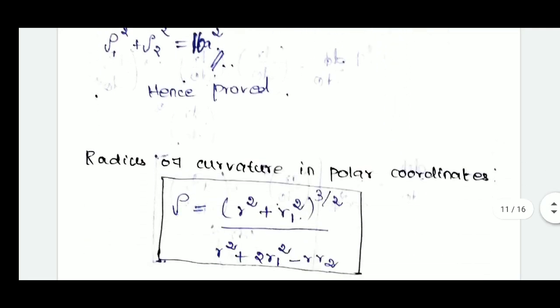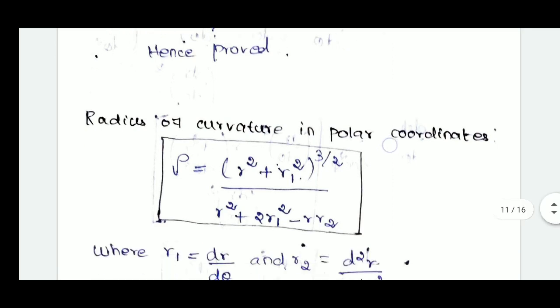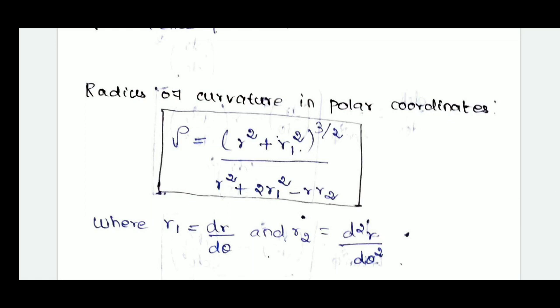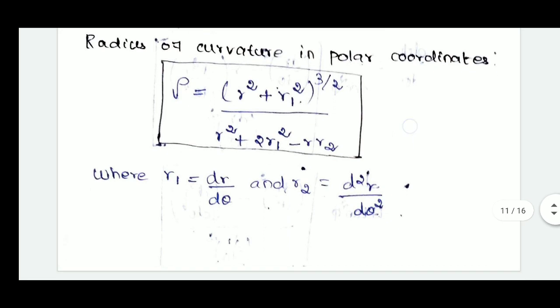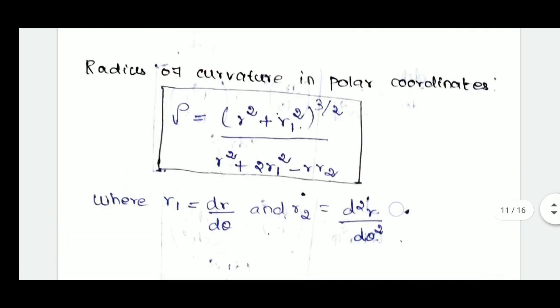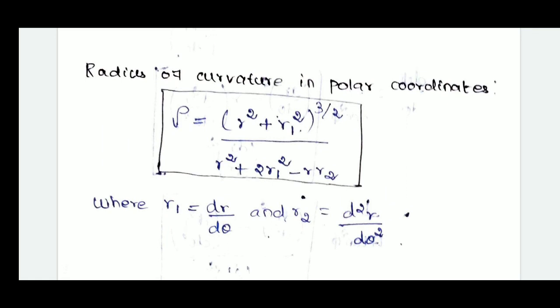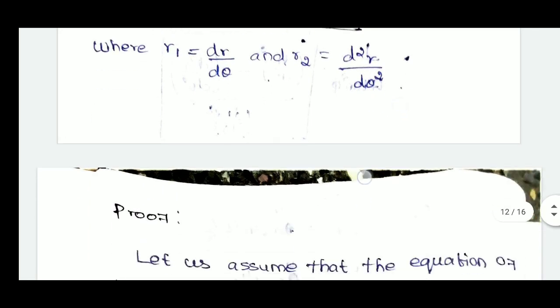Radius of curvature in polar coordinates: rho equal to r square plus r1 square the whole raised to 3 by 2 by r square plus 2 r1 square minus r r2. This is another formula for radius of curvature in polar coordinates, where r1 equal to dr by d theta and r2 equal to d square r by d theta square.